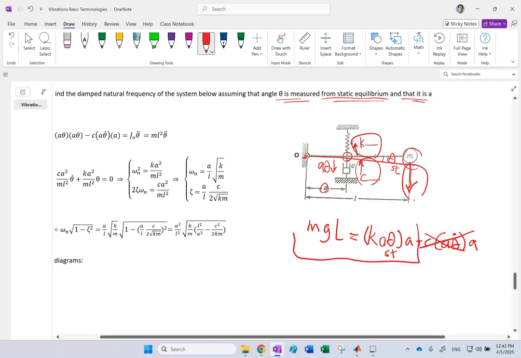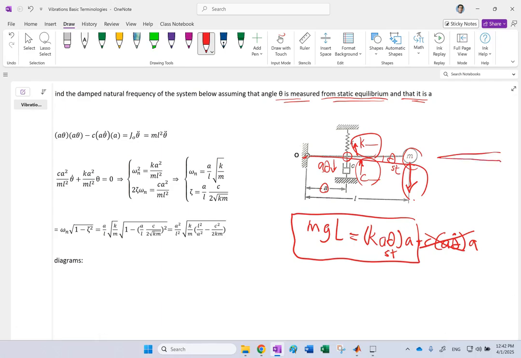So from here you can find the angle at which the system comes to static equilibrium, and then the theta that we have here is measured from there. So initially you go down a little bit, and then my actual theta is measured from this point.